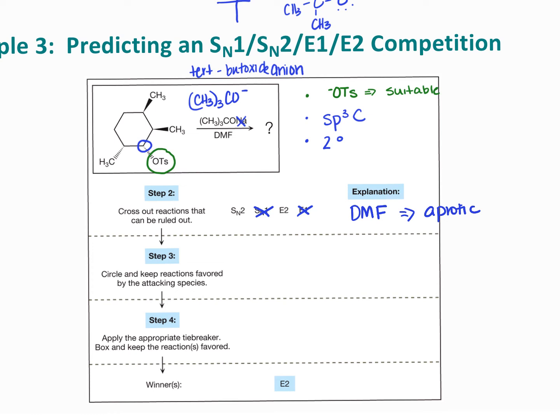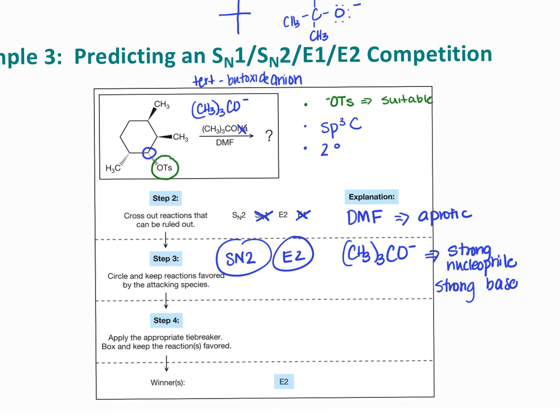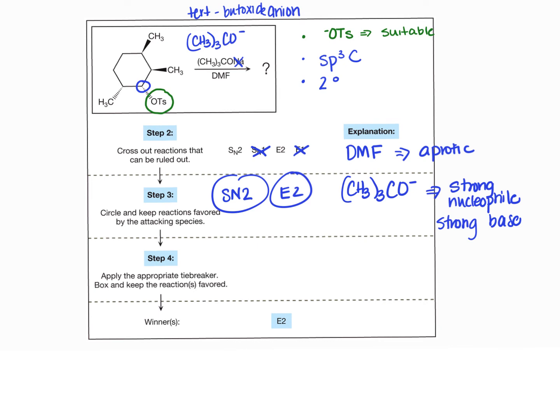So in step 3, we're really going to focus on the attacking species. And so that attacking species is CH3CO minus, okay? It's got a negative charge. So because it has a negative charge, it is a strong nucleophile, okay? And then we need to ask ourselves, is this going to be a strong base? It is a strong base because it is stronger than the OH minus. So this means the attacking species is going to favor both SN2 and E2 because we have a strong nucleophile and a strong base, and those favor SN2 and E2 respectively. So we're left with these two as candidates. So we need to apply the tiebreaker between an SN2 and an E2.